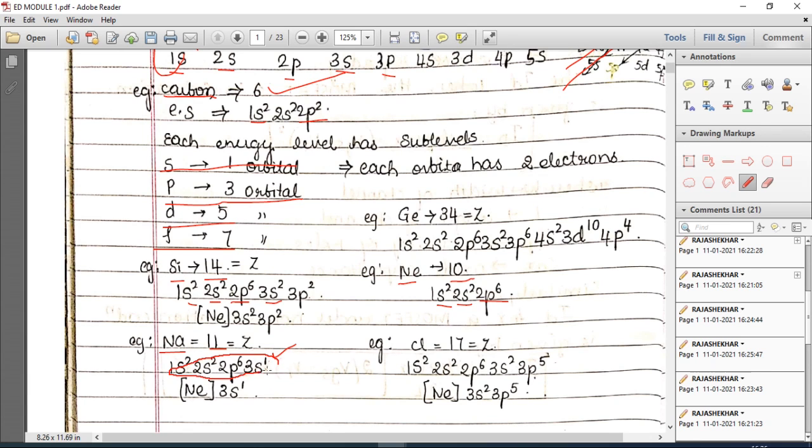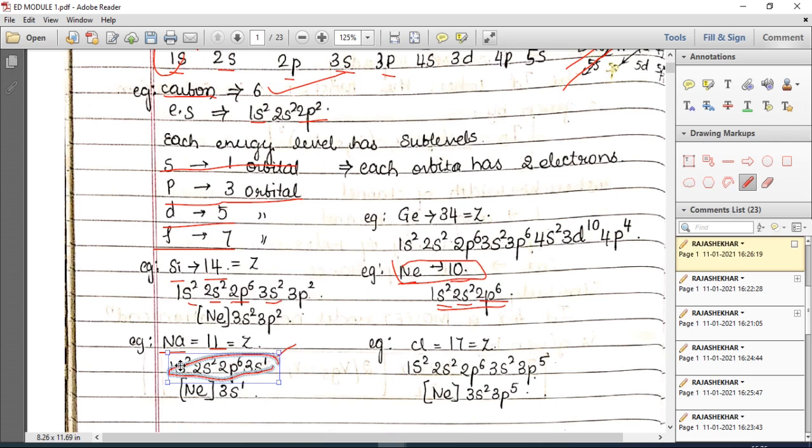And this is replaced by neon also, because neon has the standard atomic number 10, whose configuration is common: 1s², 2s² and 2p⁶. So because of that, the first term, that is 1s², 2s² and 2p⁶, is replaced by neon. The last electron is written as 3s¹.